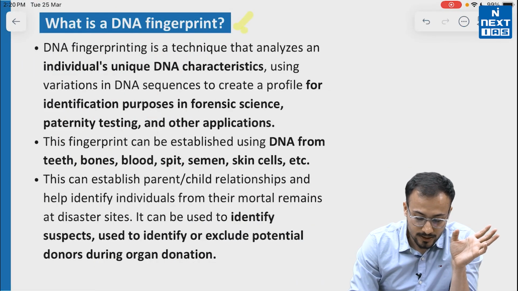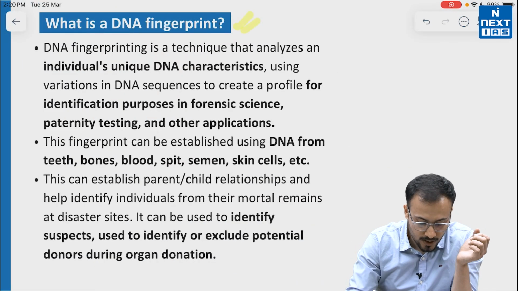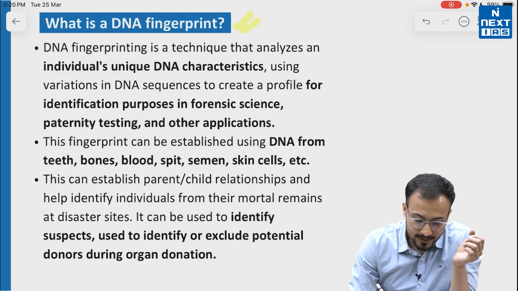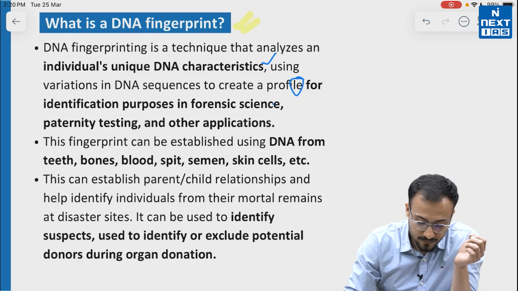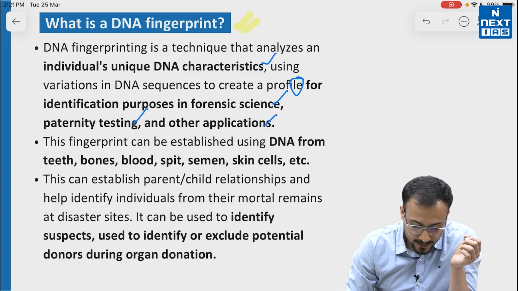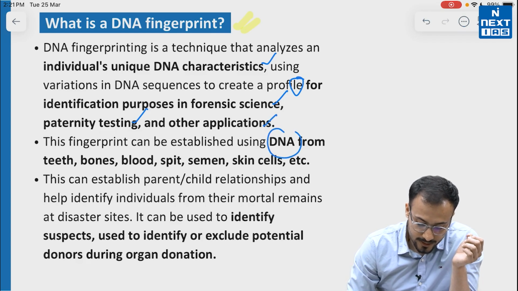This was asked in previous years. DNA fingerprinting is a technique that analyzes individuals' unique DNA characteristics using variation in DNA sequence to create a profile for identification purposes in forensic science, paternity testing and other applications. This fingerprint can be established using DNA from teeth, bones, blood, spit, semen, skin cells, etc.